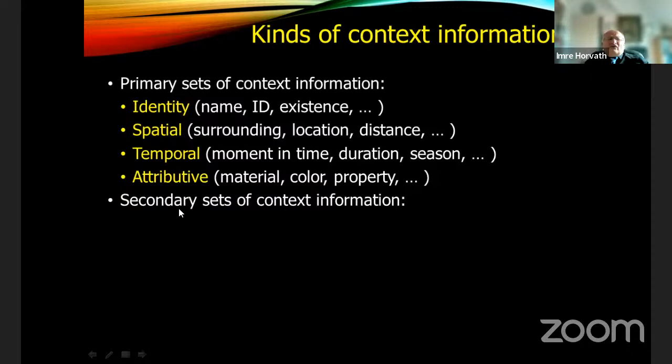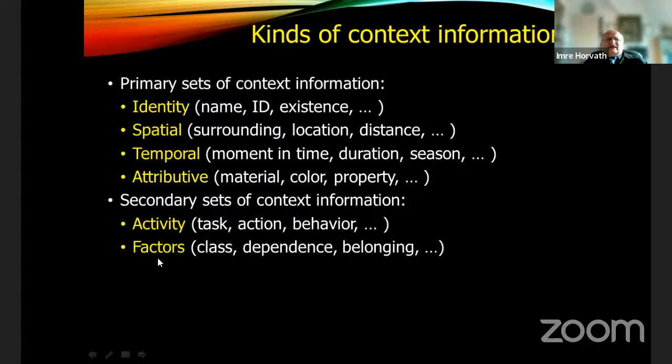Then there was a secondary set of context information defined, for instance, activity: what the people did, what sort of tasks they did, what sort of actions they were busy with, what sort of behavior they showed, because this was an element of the evacuation strategy planning, and what sort of factors influence it. For instance, the belonging to different classes of entities, the dependence. Just consider if one of the people to evacuate is a blind person. It is immediately context information and a strong dependence relationship and factor which should be taken into consideration.